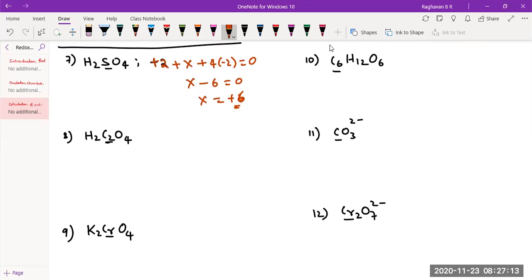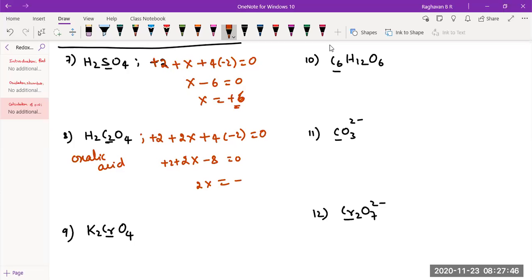Then come to this oxalic acid. So some of you are asking for the name, oxalic acid. H2C2O4: 2 into plus 1 plus 2 into x plus 4 into minus 2 is equal to 0. 2x minus 8 plus 2 is equal to 0. So 2x therefore is equal to plus 6 and x is equal to plus 3.